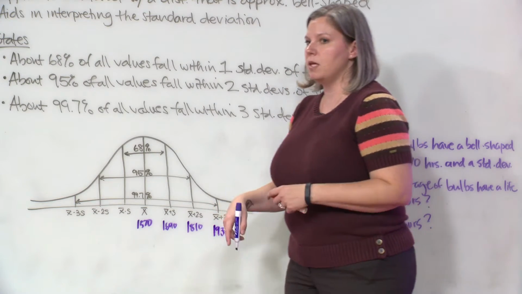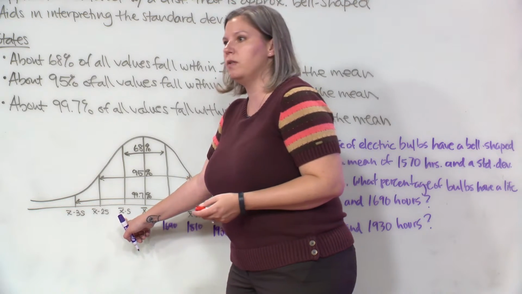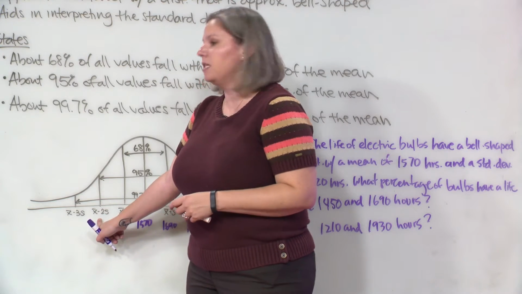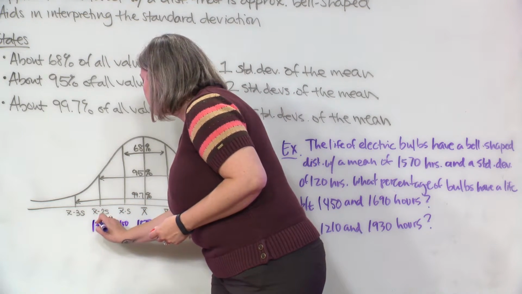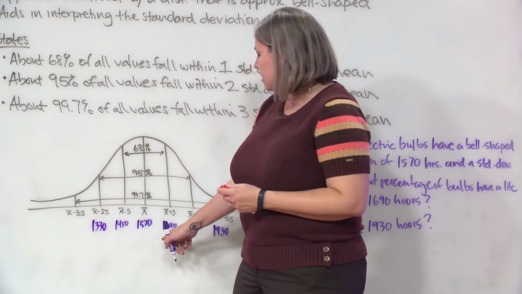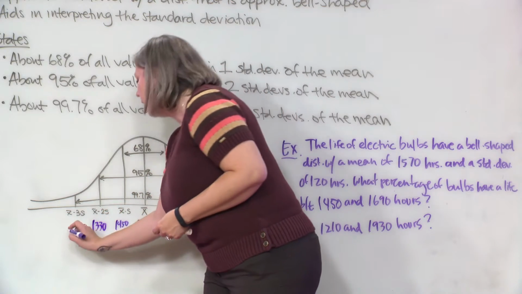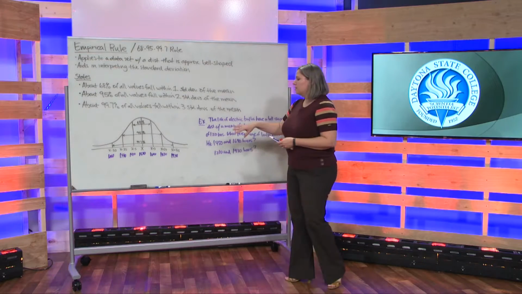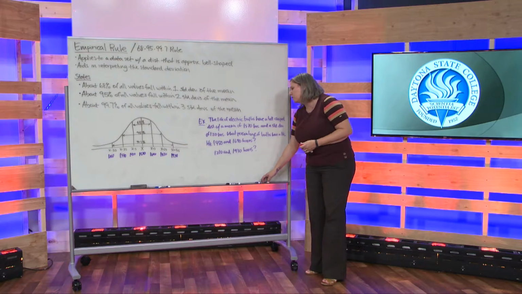And then I'm going to do the same thing on the other side. So if I take 1570 and subtract 120, I get 1450. If I take 1570 and subtract 2 times 120, I get 1330. And then lastly, if I take 1570 and subtract 3 times 120, I get 1210. And so I can see I have all my values here, and this should be relatively easy just to read off the correct answers here.